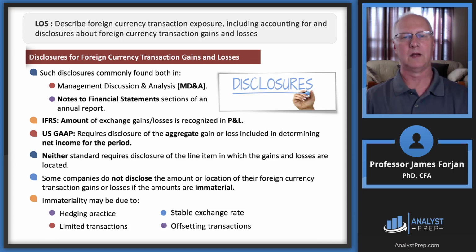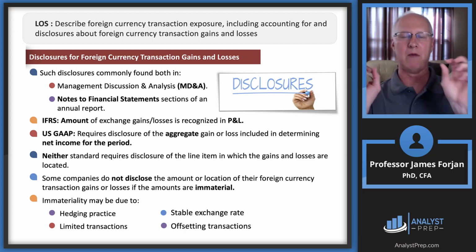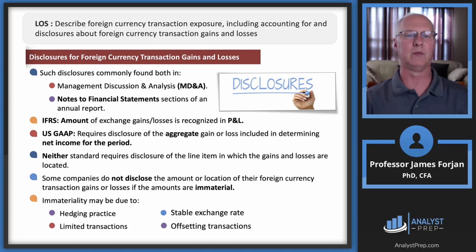Here's that slide I was telling you about regarding disclosure. So we can find these in the management discussion and analysis. We can also find them in the notes. A little bit of difference between the two governing bodies. Amount of exchange gains or losses is recognized in profit and loss. However, for U.S. GAAP, the disclosure, the aggregate gain or loss has to be determined for the net income for that period. Now remember, these are just disclosure items.